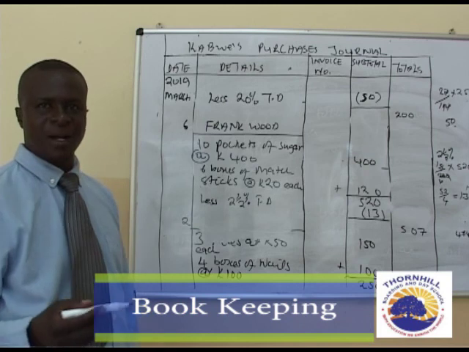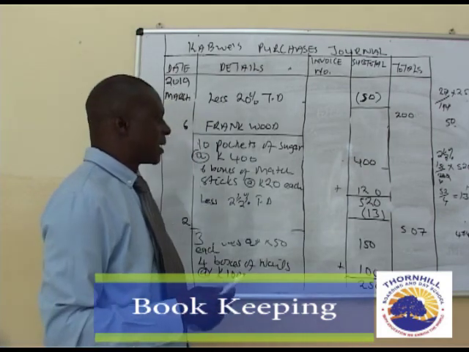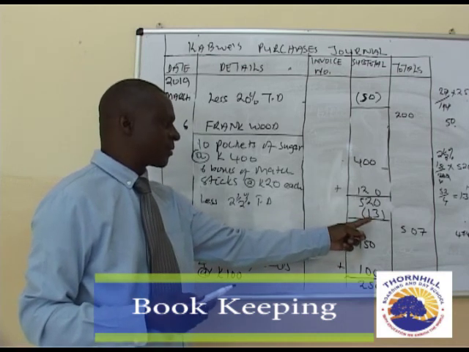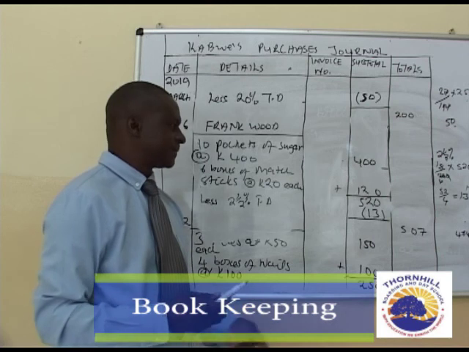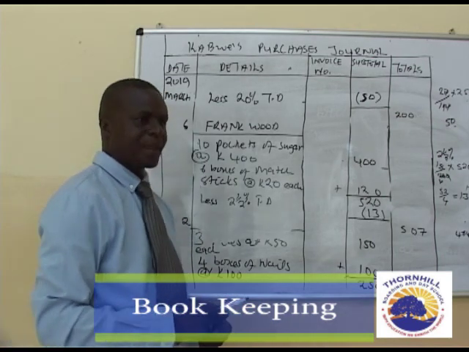So that's the amount of money which we're going to pay. We'll pay 507 instead of 520. Why? Because there was a trade discount of 13 kwacha. Is that okay so far?